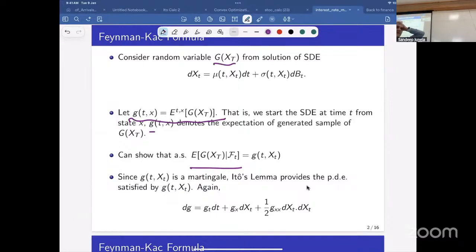What about X_t? Where is that? Why would it be big X_T or small X_t? Small g is a function of small t and small X_t. Where is small X_t being used? Just imagine how we are thinking about this. It's like you start with t and small X_t, and generate a sample path till X of big T.